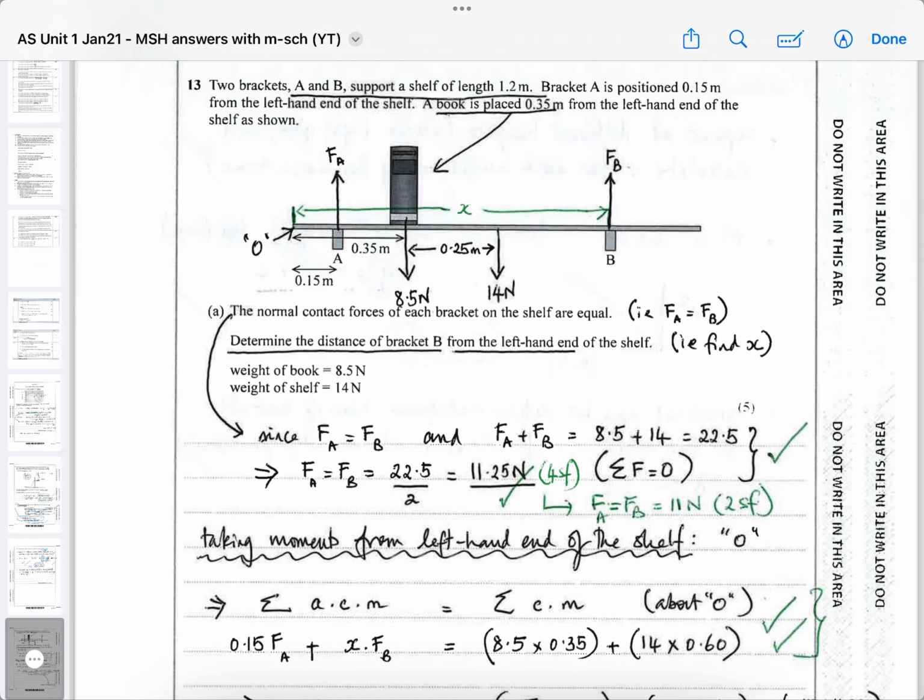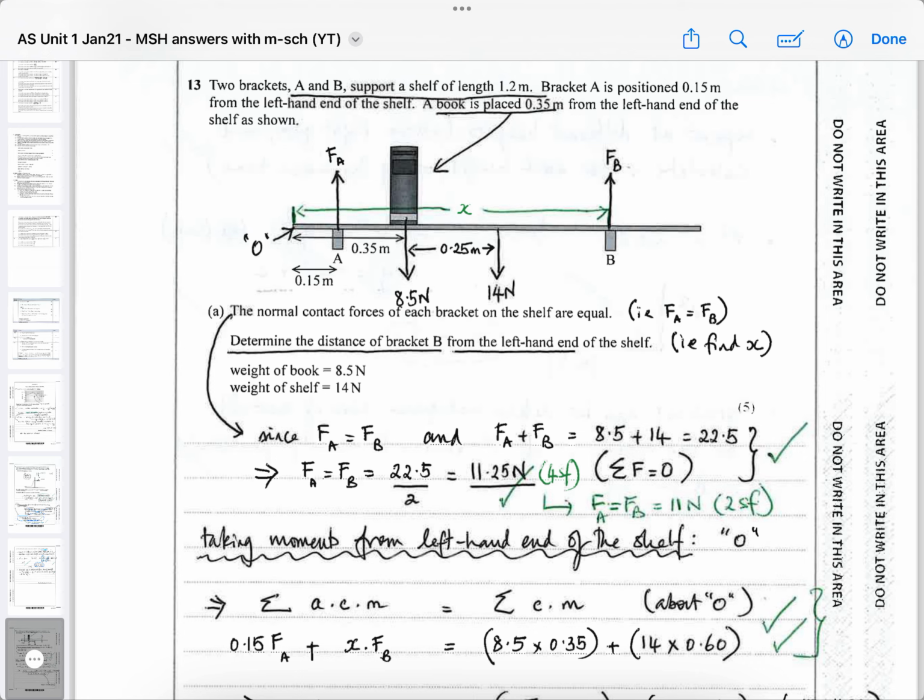Question 13 is on moments. Two brackets, it says, A and B. You can look at them on the diagram. Support a shelf of length 1.2 meters. Okay, and bracket A is positioned 0.15 meters from the left-hand end of the shelf, and a book is placed 35 centimeters or 0.35 meters from the left-hand end of the shelf as shown.